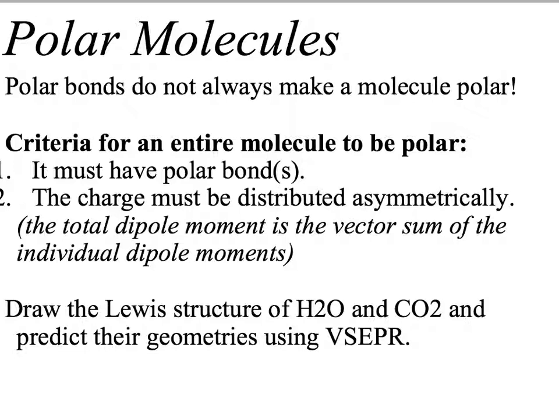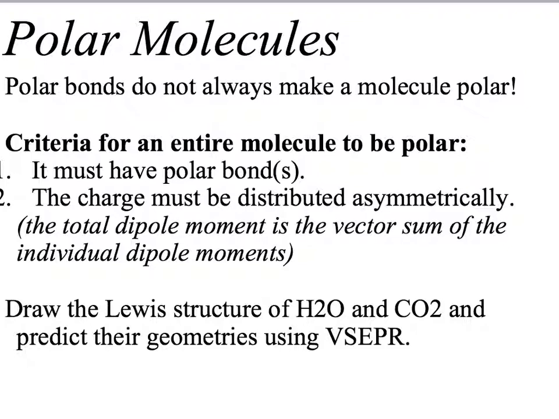All right, so looking at polar molecules. Here we want to make the distinction between a polar bond and a polar molecule. Polar bonds do not always make a molecule polar, despite what you might at first think. In order for the entire molecule to be polar, we need a couple of things happening. First, it must have polar bonds, clearly. And secondly, the charge must be distributed asymmetrically. If you've taken a little physics and you recall your discussion of vectors, the way we would specifically say that is that the total dipole moment is the vector sum of the individual dipole moments.